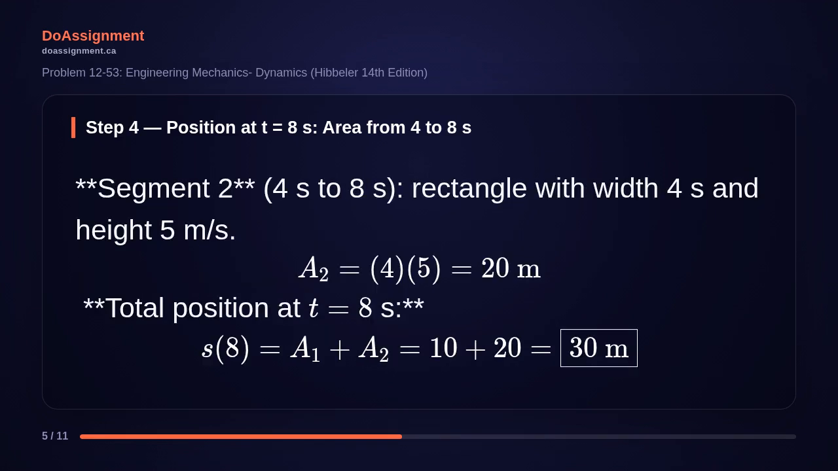The second segment from 4 to 8 seconds is a rectangle 4 seconds wide and 5 meters per second tall, giving an area of 20 meters. Adding both areas, the position at t equals 8 seconds is 10 plus 20, which equals 30 meters.